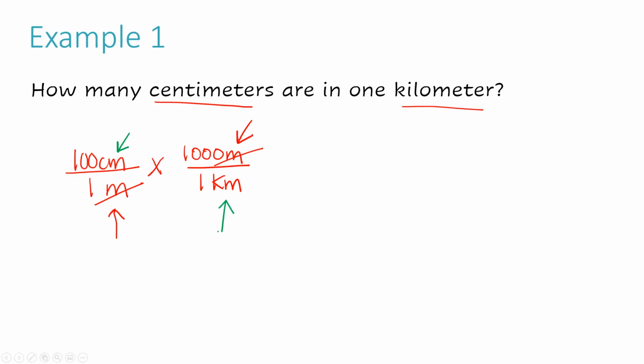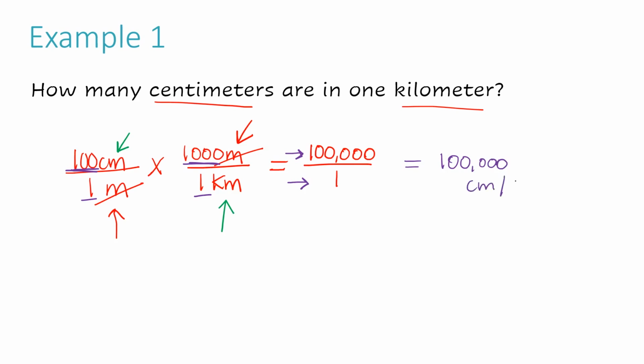So now I'm just going to multiply straight across. 100 times 1,000 is 100,000. And 1 times 1 is 1, okay? All I did was multiply my numbers straight across. I had 100 right here, and I multiplied it with this 1,000, and I got this 100,000. Then I had a 1 right here, and I multiplied it with this 1 right here, and I got this 1, okay? So my final answer for example number 1 is 100,000 centimeters are in a kilometer.